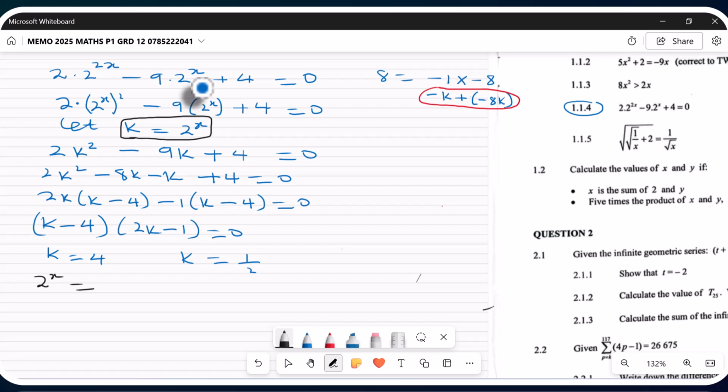So these are the answers here, guys. So I have x equals to 2 and x equals to negative 1. And I hope we are together. Let us proceed. This other question now.